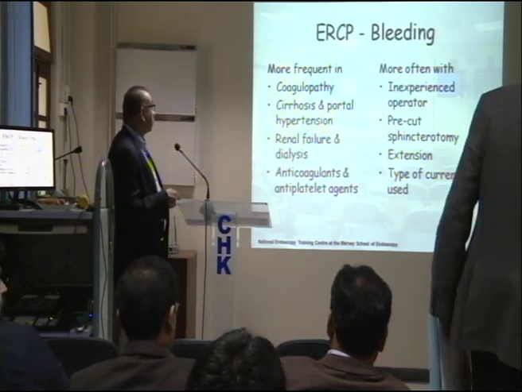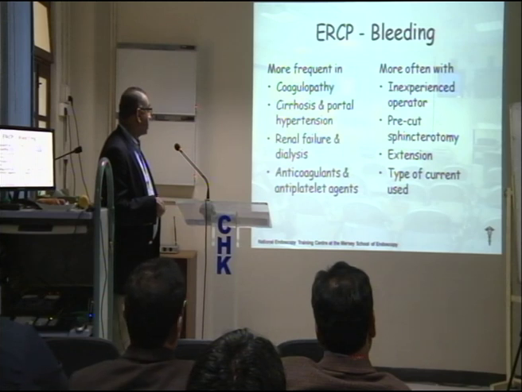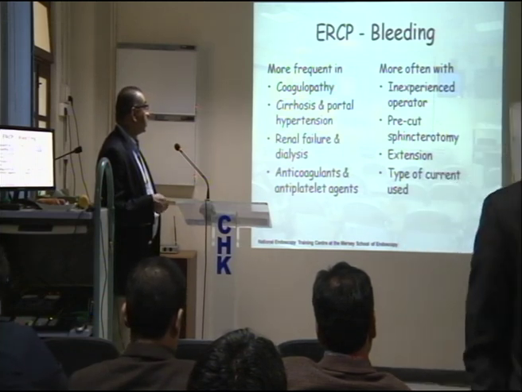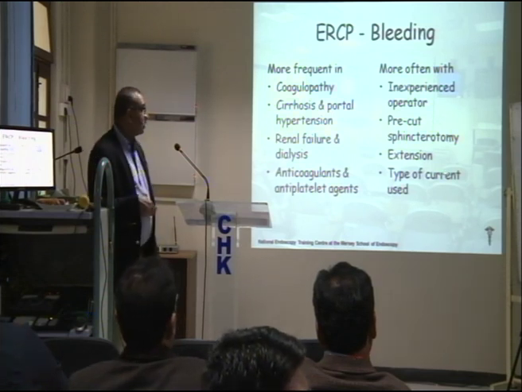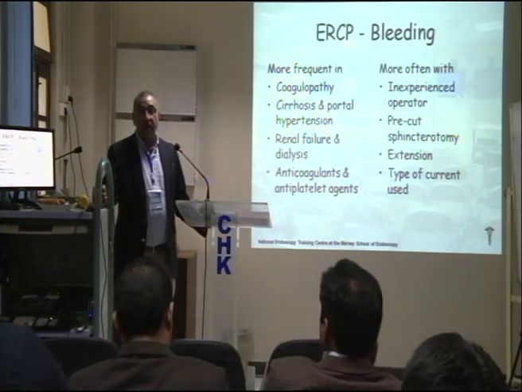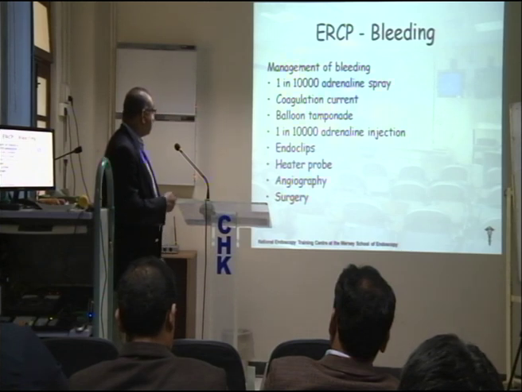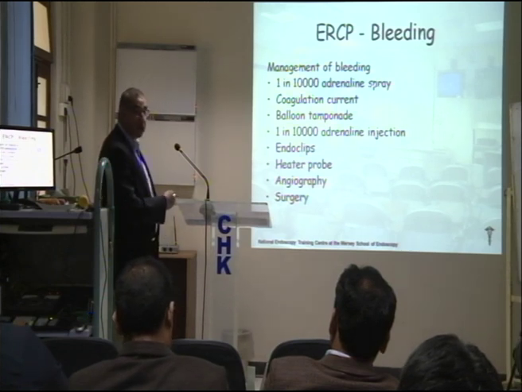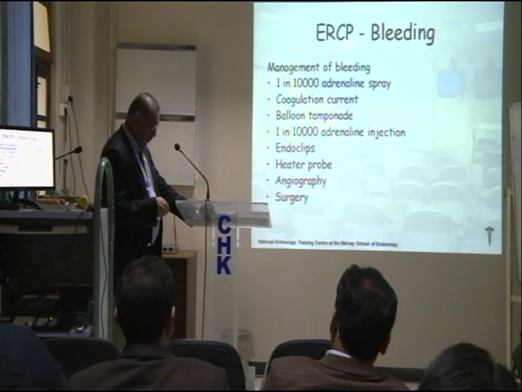It is more frequent in certain high-risk patients with coagulopathy, liver disease, cirrhosis, renal failure who are on dialysis, and patients who are on anticoagulant and antiplatelet agents. More often in an inexperienced operator, pre-cut sphincterotomy, extension sphincterotomy, and use of cutting current as opposed to coagulation current. Ideally, it should be an endocut current or a blended current. So the first thing we do is usually adrenaline spray or injection, coagulation current with the sphincterotome, balloon tamponade sometimes would work, or even the process of taking the stone out, and rarely angiography and embolization.